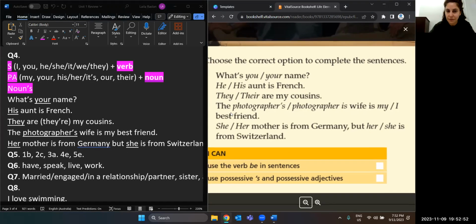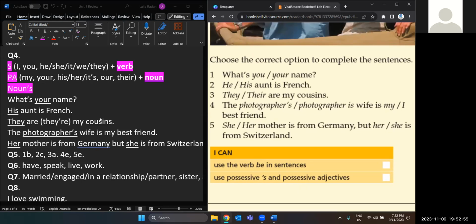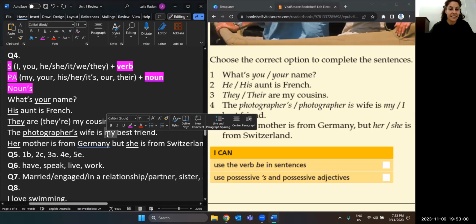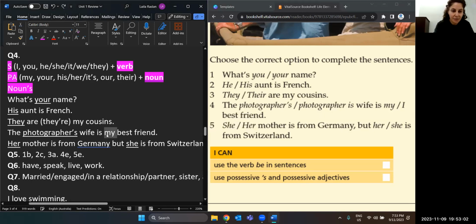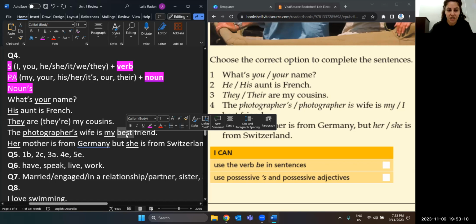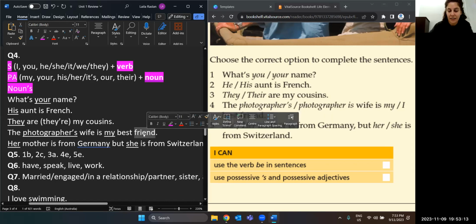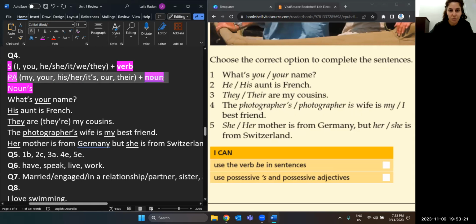Number 4. Yes. My best friend, right? The photographer's wife is my. Yes, thank you. The reason my, because the next word is a noun. Friend is a noun. Best is just an adjective, but friend is a noun. So my comes from my friend. So it's a possessive adjective with the noun. My friend, my best friend. Yeah. So that's really simple to know which one we need to use.